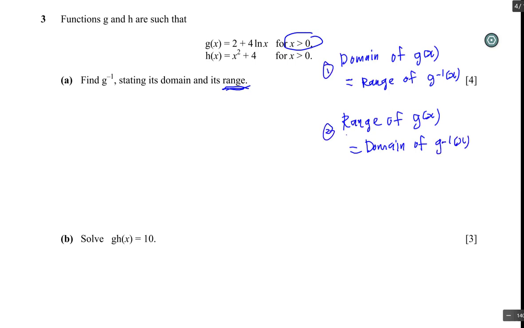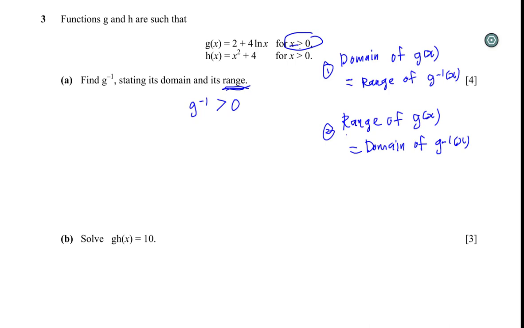Okay, so therefore you can see when we say domain it is for the x, and when we say range it is for the y. So in this case, this is the domain for g(x), so it is the same as the range of g inverse. Therefore, for the range of g inverse, I will say g inverse will be bigger than 0. I just straight away copy it.